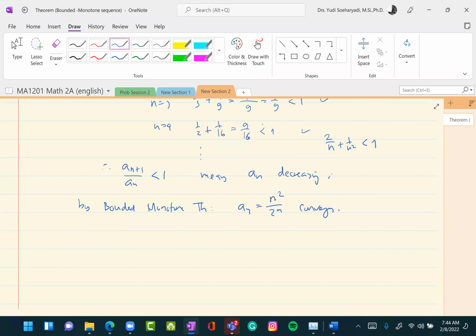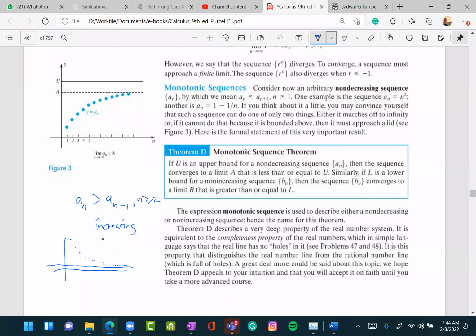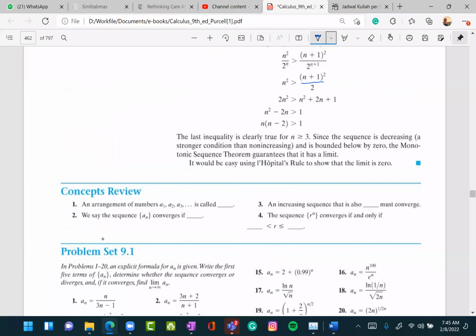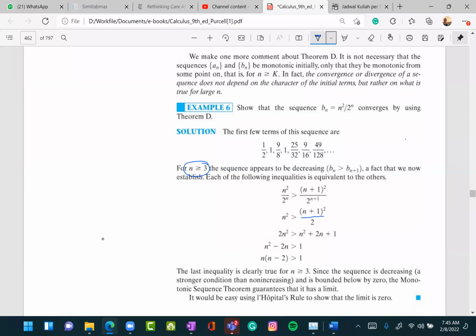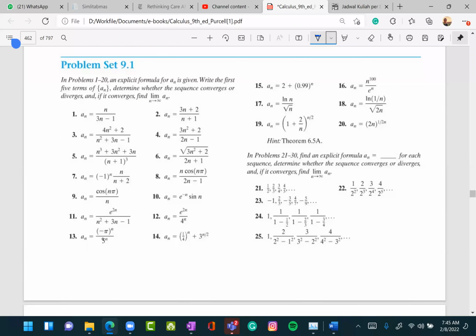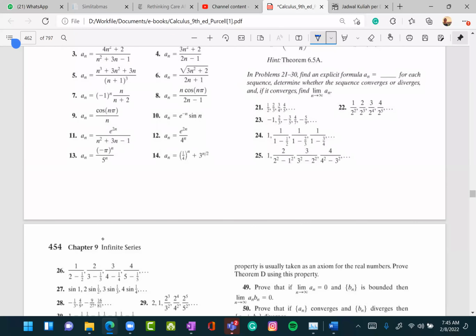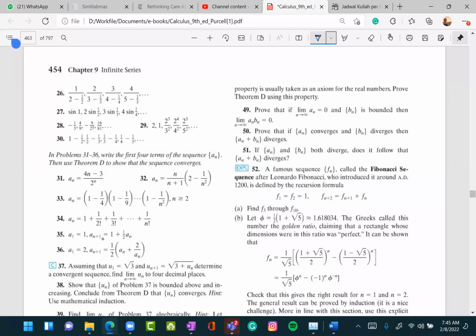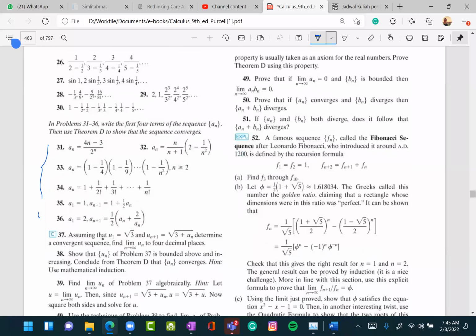Okay, let me do another example. Pick something from a book, something that we don't really need to compute. This example is done rather differently from example 6, right? So let's do this one here.